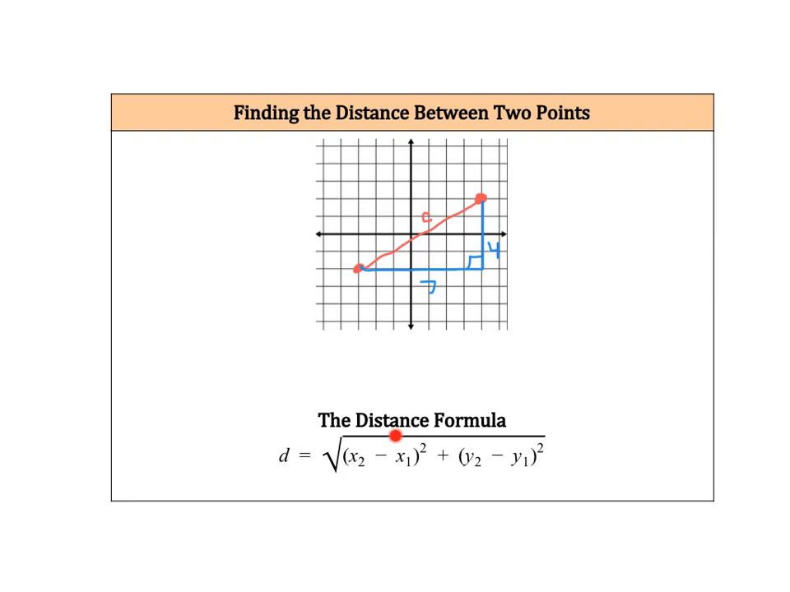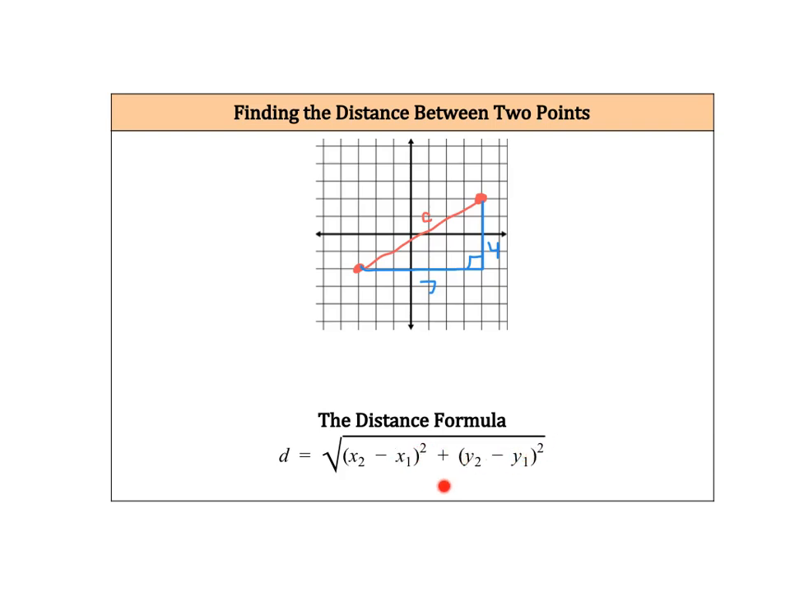So the distance formula is derived from the Pythagorean theorem, but we have it here so you don't have to rederive it every time. And this is a formula I would like you to memorize. So the distance formula equals the square root of (x2 minus x1) squared plus (y2 minus y1) squared.